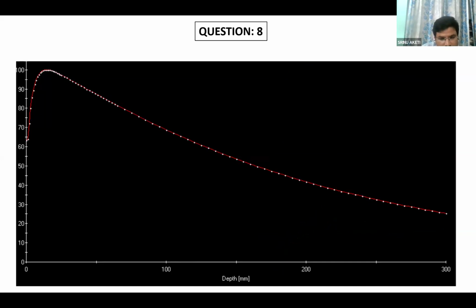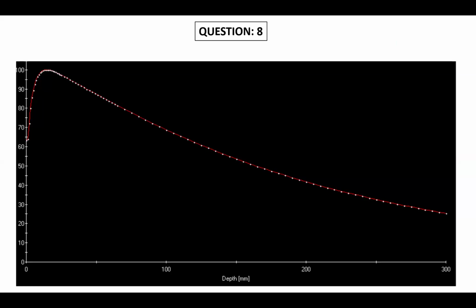Okay. Madam, can you see this one? What is it? Can you say something? What curve is it? Photon beams, PDD of the photon beam, sir. Very good. Can you say some parameters? What do you know about PDD? Is it really important in radiotherapy?